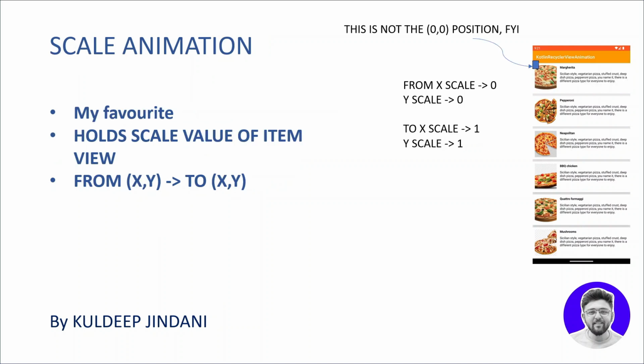And the last one is the scale animation, which is my favorite. Scale animation holds the scale value of the item view. We can measure it with coordinates, from coordinates to coordinates. You can see on the right side there is a small rectangle in blue color with the value of 0, 0 to 1, 1.